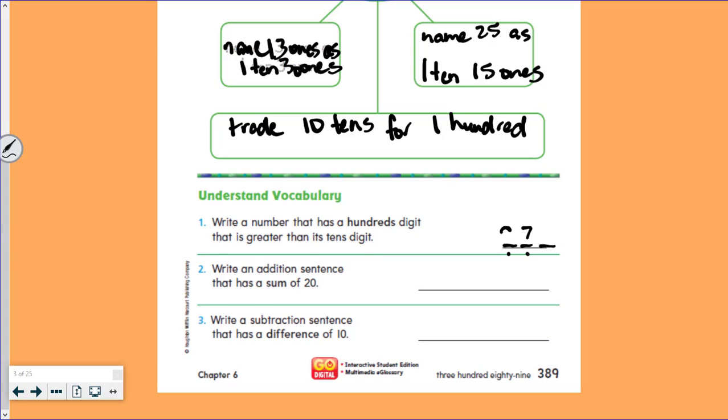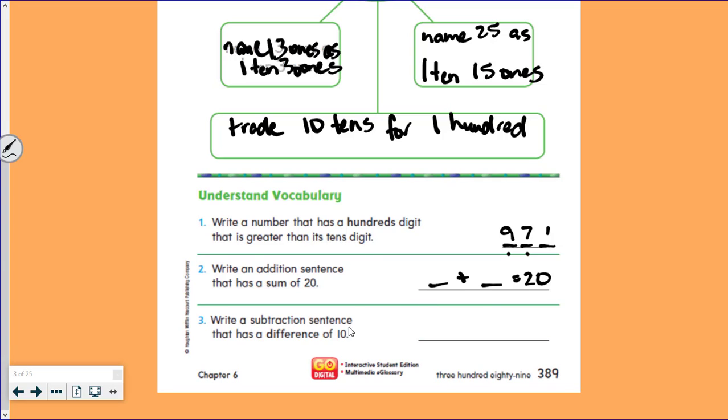So it's just got to be something bigger. So I'm going to just go with 9. And then my ones digit can be whatever I want. That's an example. Yours can be whatever you want, as long as you follow that rule that the hundreds digit is greater than the tens digit. Number 2 says write an addition sentence that has a sum of 20. So something has to equal 20. So it has to be a number plus a number, and it has to equal 20. I'm not even going to give you an example because you can figure that one out yourself. It could be any two numbers as long as they equal 20.